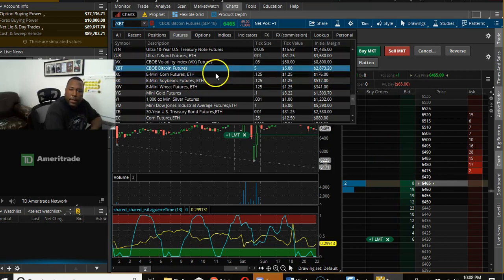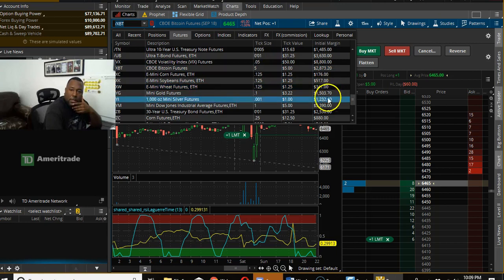Now you can see, for every five, for every time it moves, it's going to be at your positions. So it's $5 per tick for every $5.